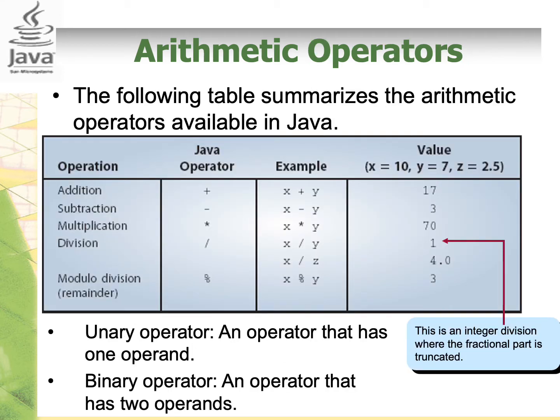The following table summarizes the arithmetic operators available in Java, and it shows examples of the calculations. We will look at division and modulus or remainder in the next slides. So what is a unary operator? It is an operator that has one operand, for example, positive 1, where plus means that 1 is a positive value. And if we have minus 1, where the minus means the number has a negative value. A binary operator has 2 operands or numbers.